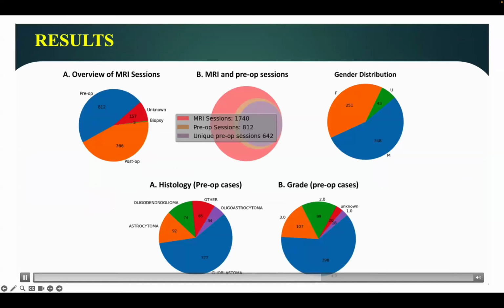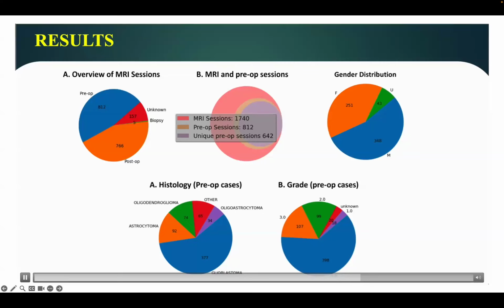In our dataset, males were much more prevalent, with 348 male cases, 251 female cases, and 43 unknown sex cases. Based on histology, the majority of our cases, 377, were glioblastoma cases, 92 cases were astrocytomas, 74 cases were oligodendrogliomas, 34 cases were oligoastrocytomas, and 65 cases were classified as other.